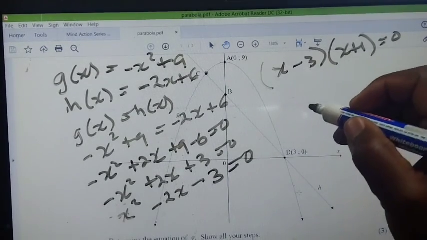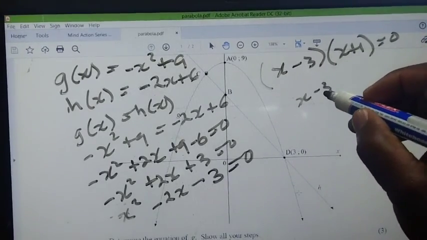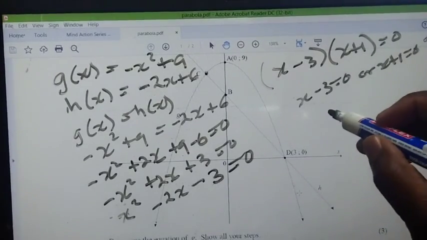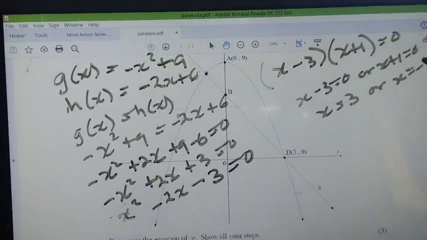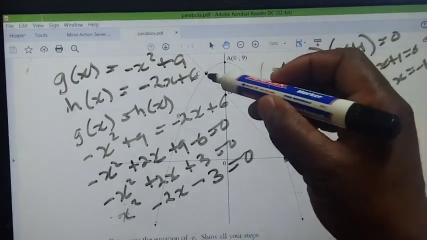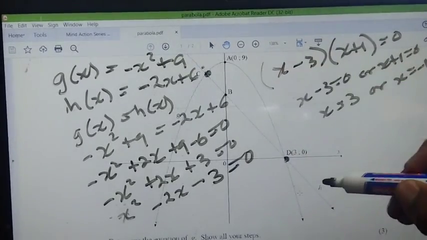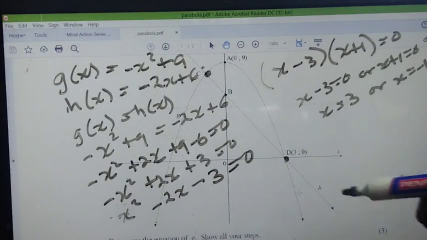Now, from this, using the zero rule, we are saying either x minus 3 is equal to 0 or x plus 1 is equal to 0. That is, x is equal to 3 or x is equal to negative 1. Now, why do we have two values of x here? It's because these two functions intersect at 2 points. So at one of these points, x will be 3, and at the other point, x will be negative 1.